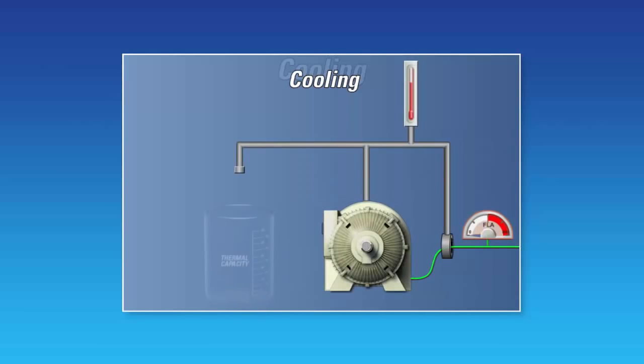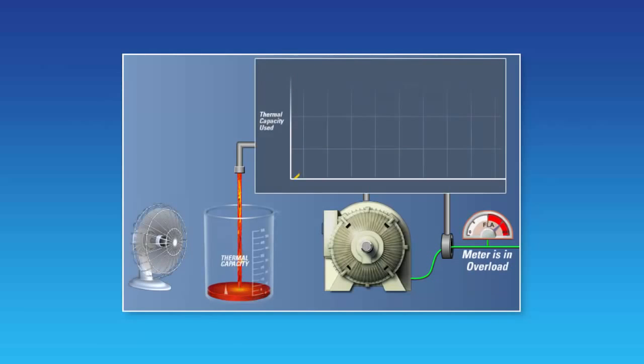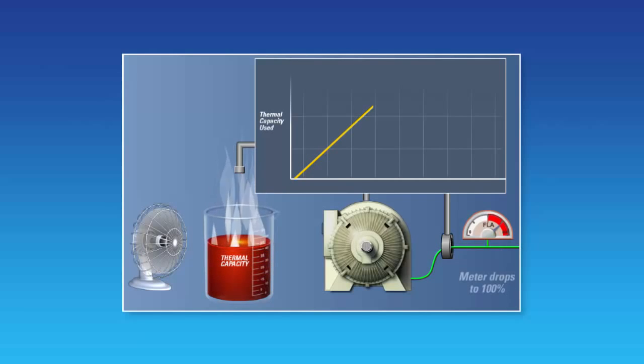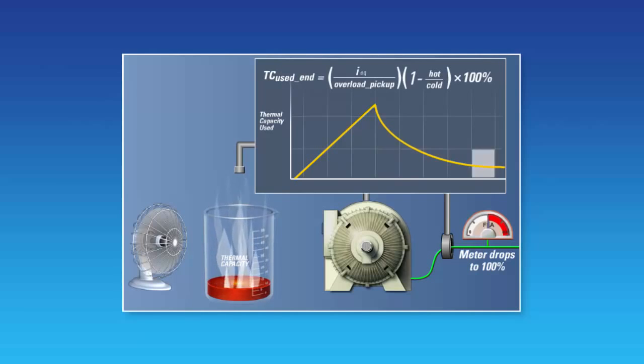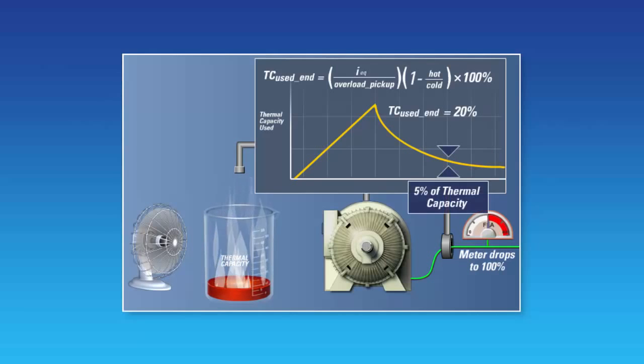Running cool time. In the first situation, the motor had been in an overload condition, but is now drawing only 100% rated current, which is below the pickup level, and has a hot-to-cold ratio of 0.8. Using the above formula, we can see that at the end of 5 cooling time constants, the motor will have stabilized at a temperature for which 20% of its thermal capacity is used. Note that the motor came within 5% of its running thermal capacity used after 3 time constants.